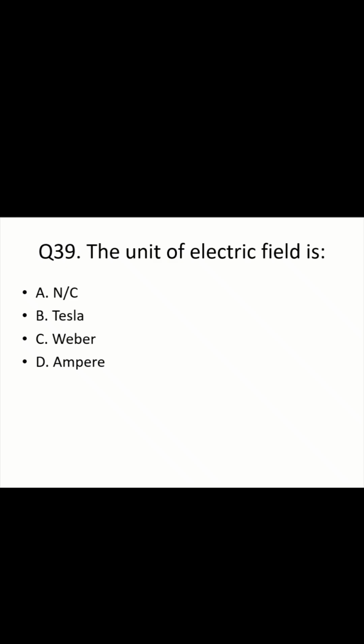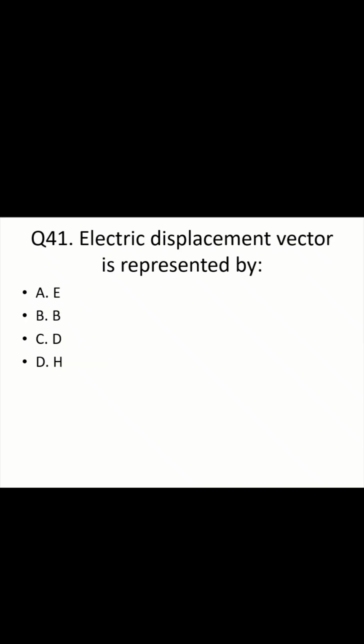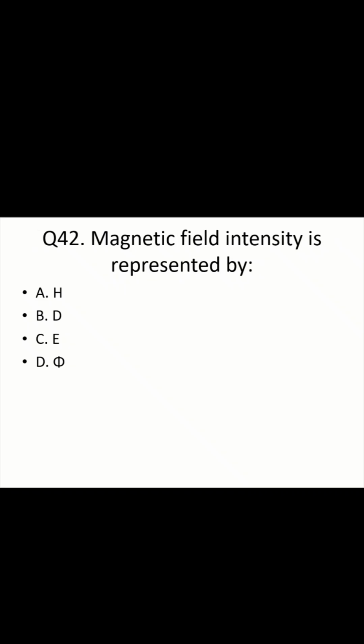The unit of electric field is option A, N upon C, option B, Tesla, option C, Weber, or option D, Ampere. So the correct option is option number A, that is N upon C. Question number 40, the unit of magnetic flux is Tesla, Weber, Coulomb, or Ampere. So the correct option is option number B, Weber. Question number 41, electric displacement vector is represented by E, B, T, or H. Correct option is option number C, that is D.